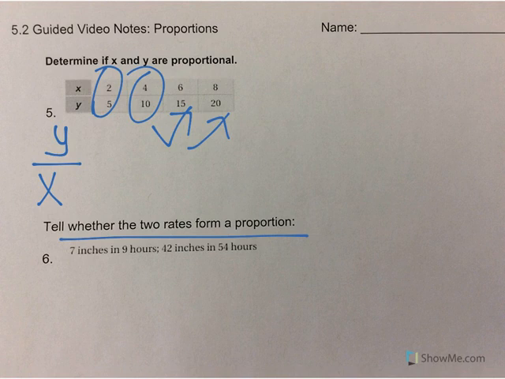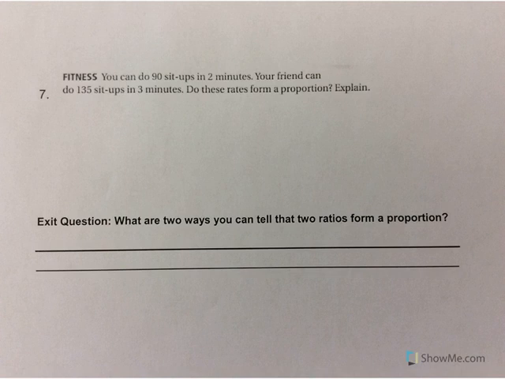It doesn't say which method you have to use, so you can use the simplifying method or you can use the cross products. Number 7, you can do 90 sit-ups in 2 minutes. Your friend can do 135 sit-ups in 3 minutes. Do these rates form a proportion? Explain. Most of the explanation is your work in there, and then obviously answering yes or no.